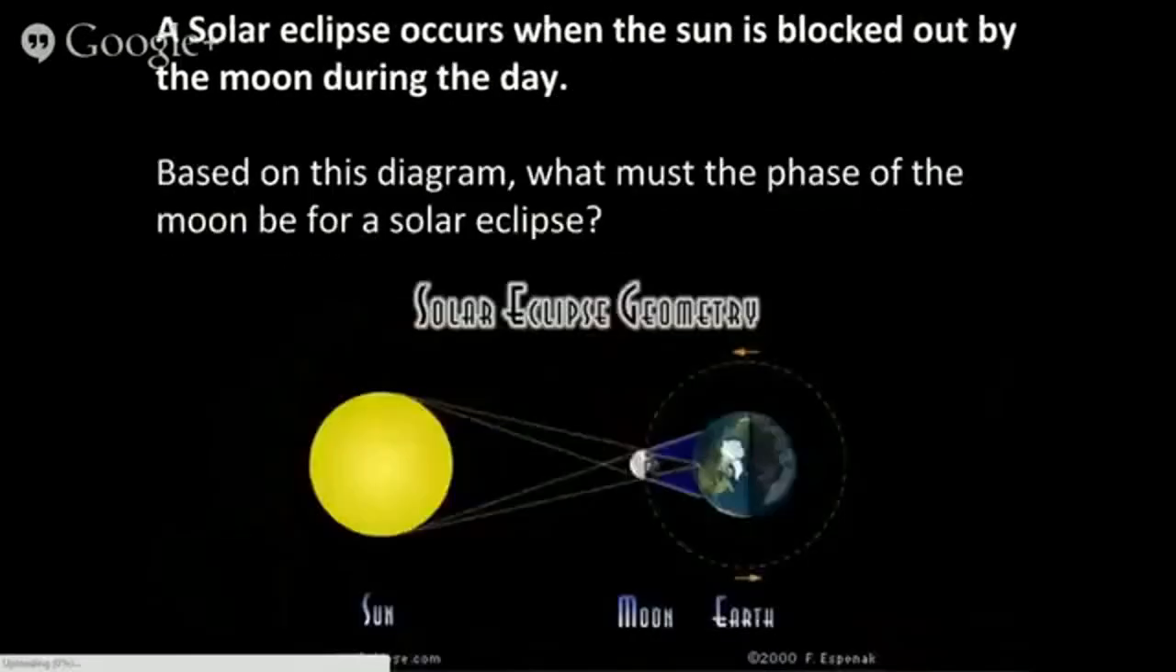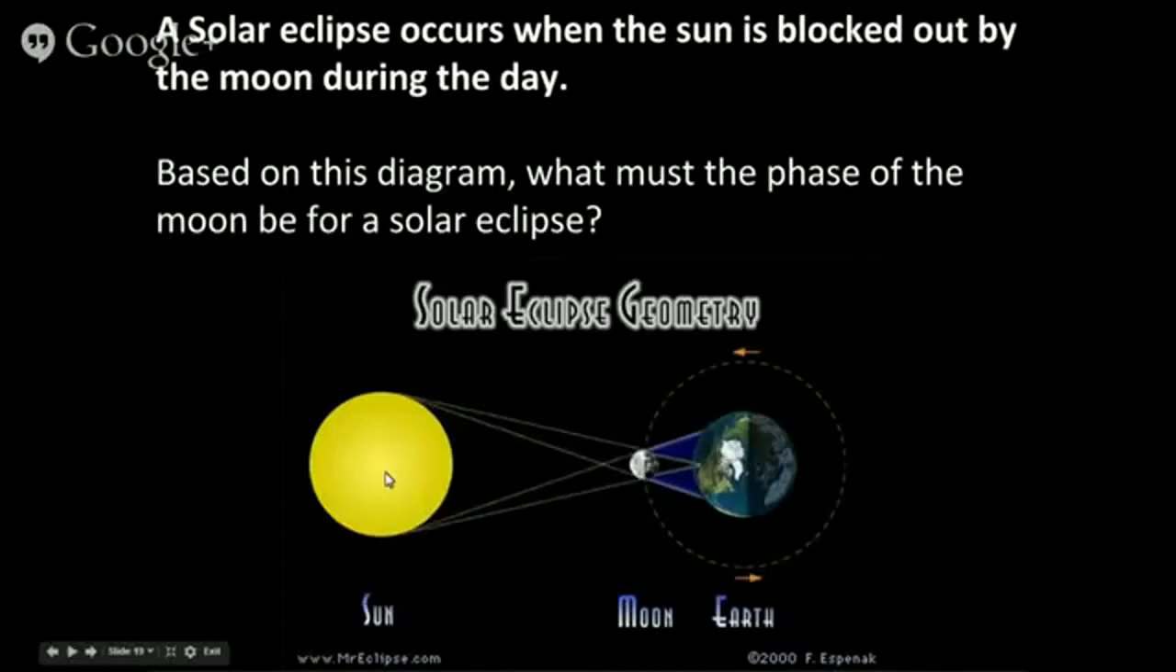The next thing I want you to notice, based on this picture, is how small the moon is compared to the sun. You may be asking yourself, how is it possible that the sun can be blocked out entirely by the moon when the moon is so tiny and the sun is so large? The scale is unbelievable. Thousands of moons could fit inside the sun. So how is it possible that just one moon could block out the entire sun?